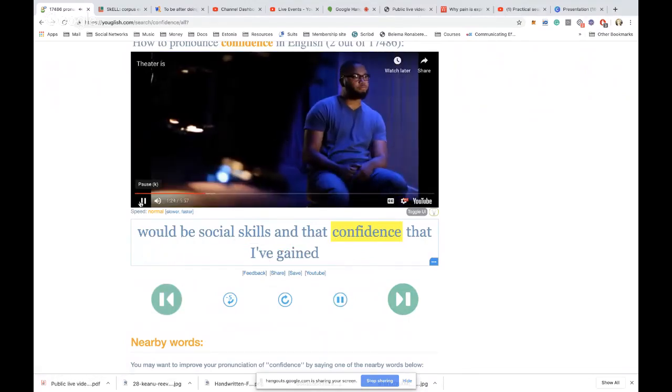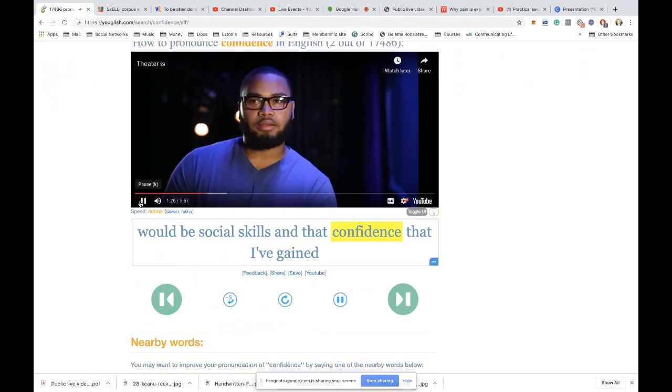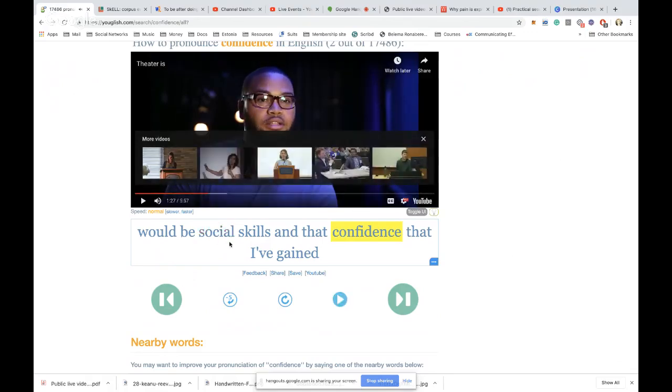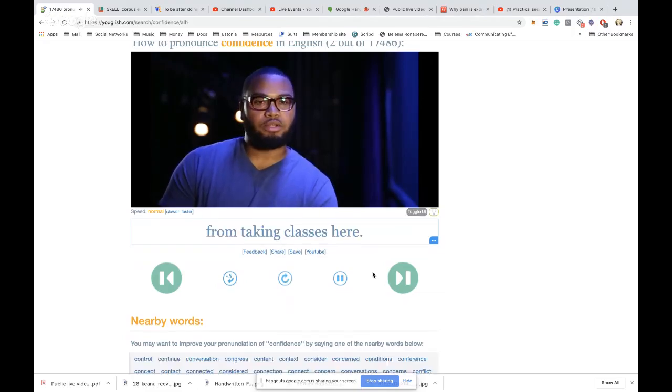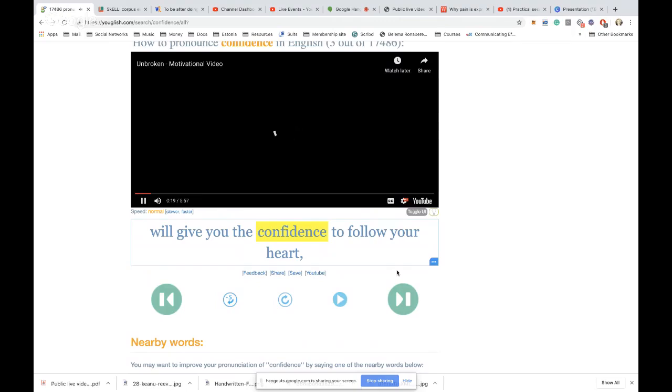For people would be social skills and that confidence. So social skills and that confidence that I've gained. So you can learn from here that you can gain confidence. If I were you, I would simply go and copy that phrase and use it: the confidence that I've gained. And you can listen multiple times to how the person says this.